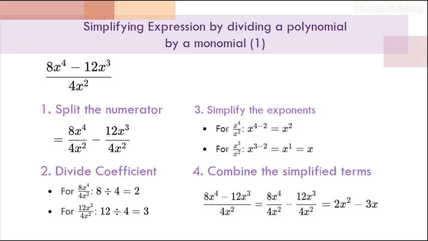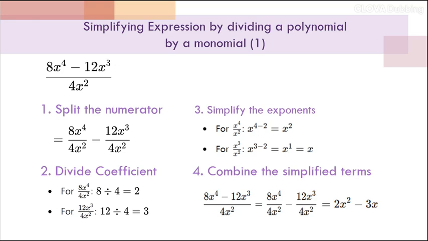Next, let's look at dividing a polynomial by a monomial. Here's a simple example: 8x^4 minus 12x^3, divided by 4x^2. First, split the numerator into separate fractions. Next, simplify the coefficients. For the first term, 8 divided by 4 equals 2, and for the second term, 12 divided by 4 equals 3. Third, simplify the exponents using subtraction.